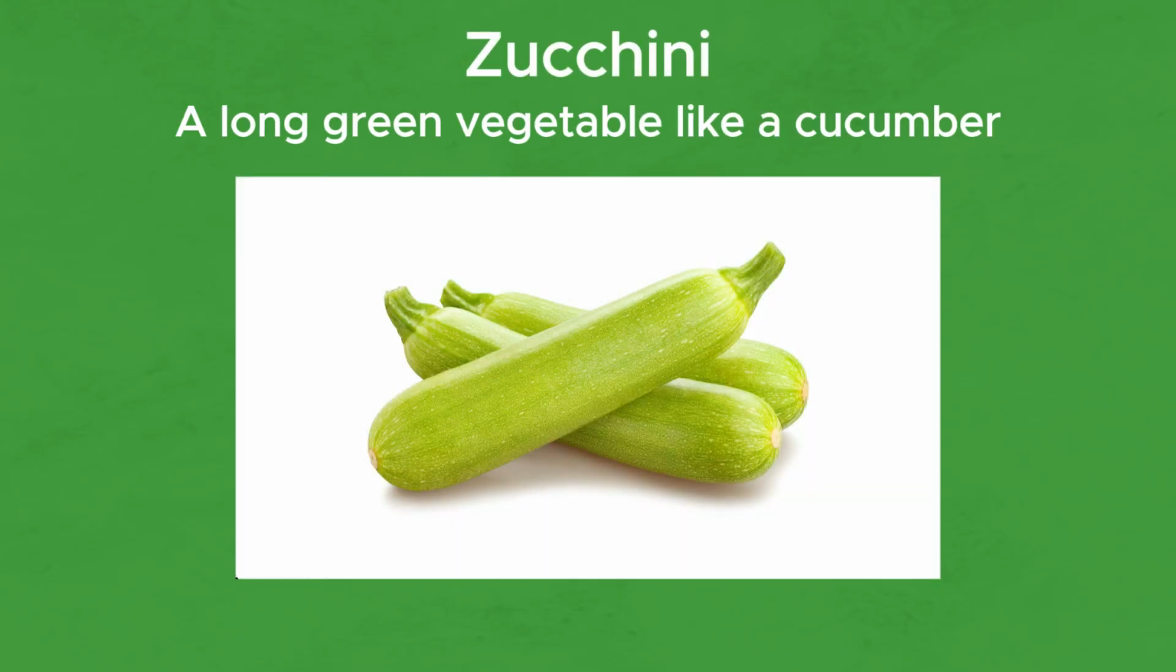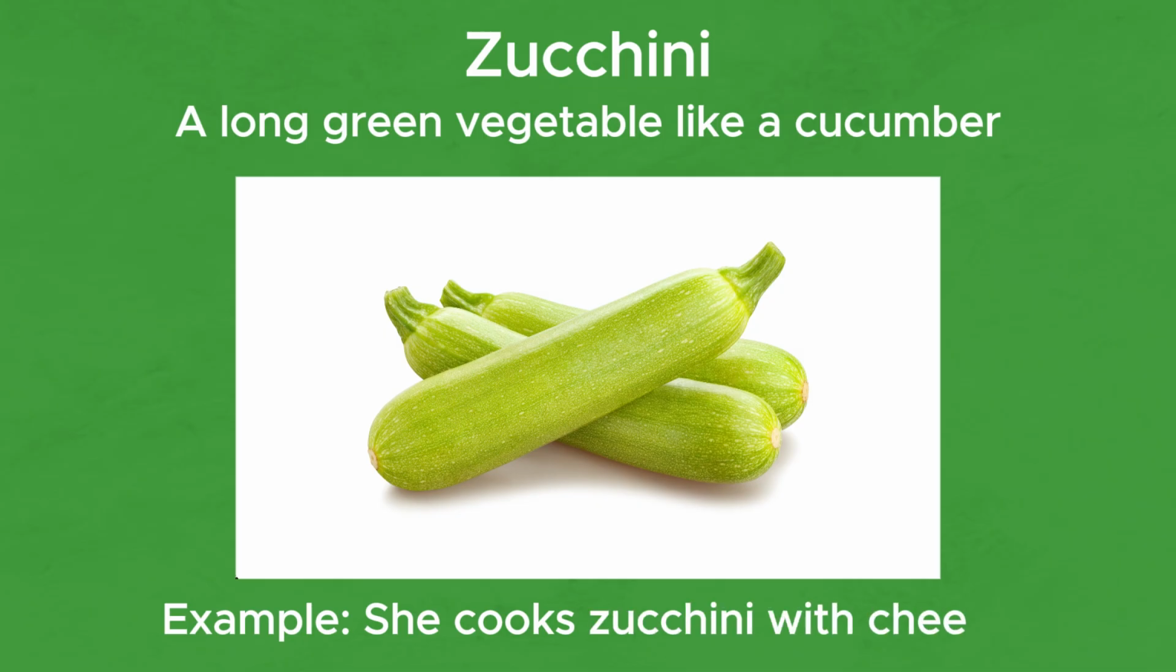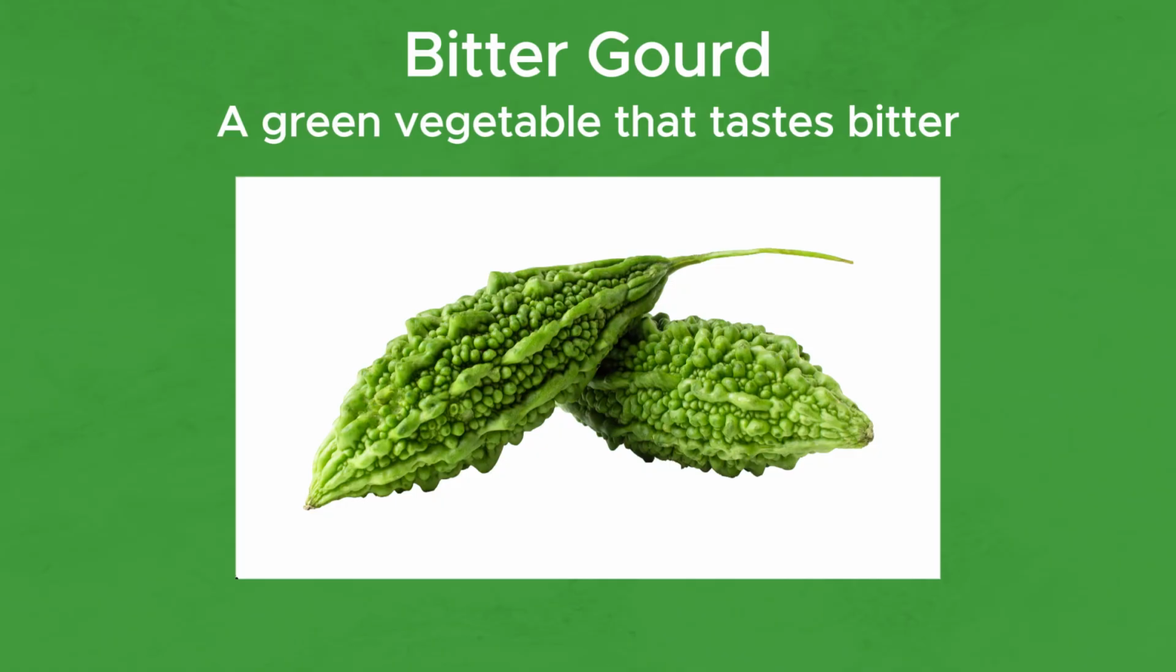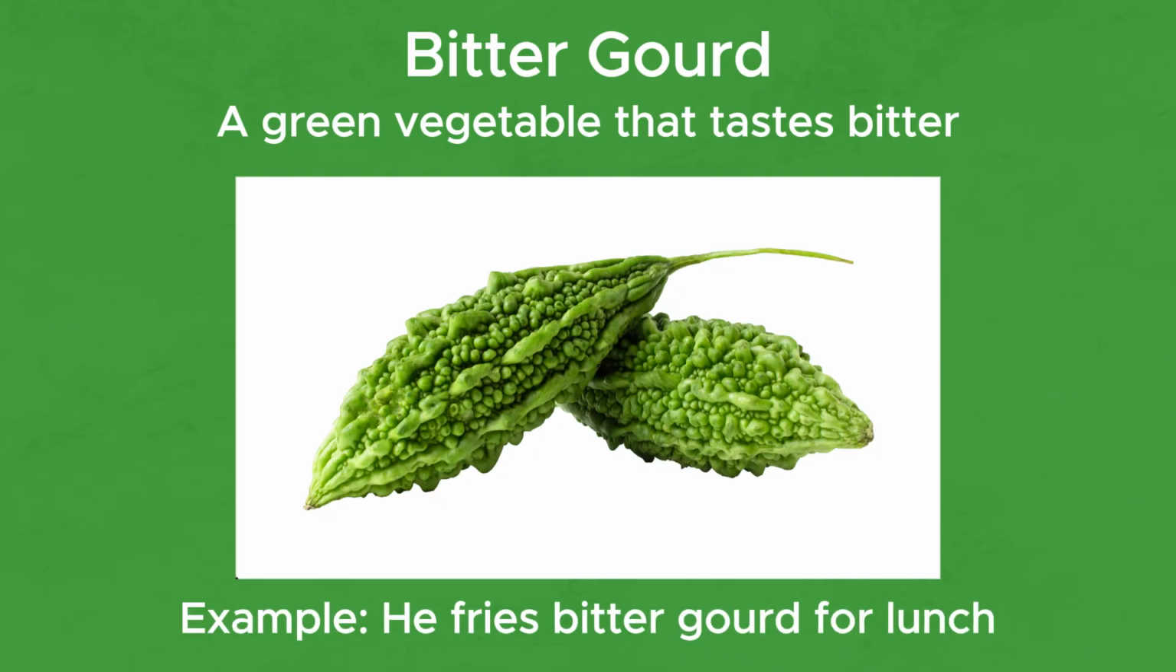Zucchini. A long green vegetable like a cucumber. Example, she cooks zucchini with cheese. Bitter gourd. A green vegetable that tastes bitter. Example, he fries bitter gourd for lunch.